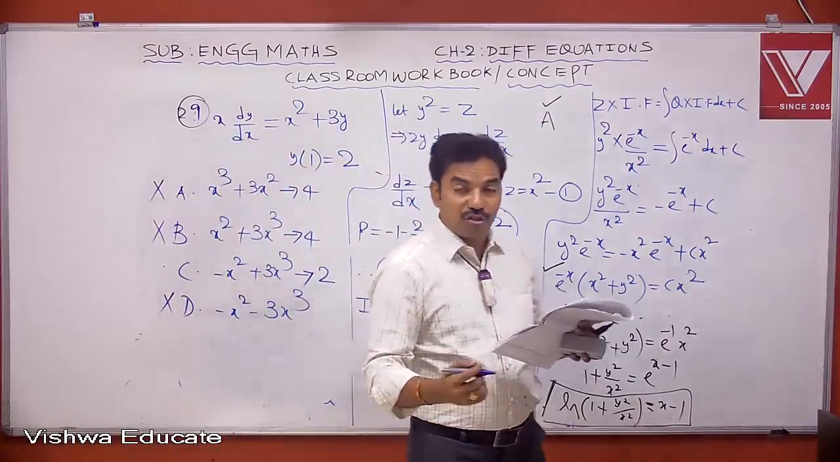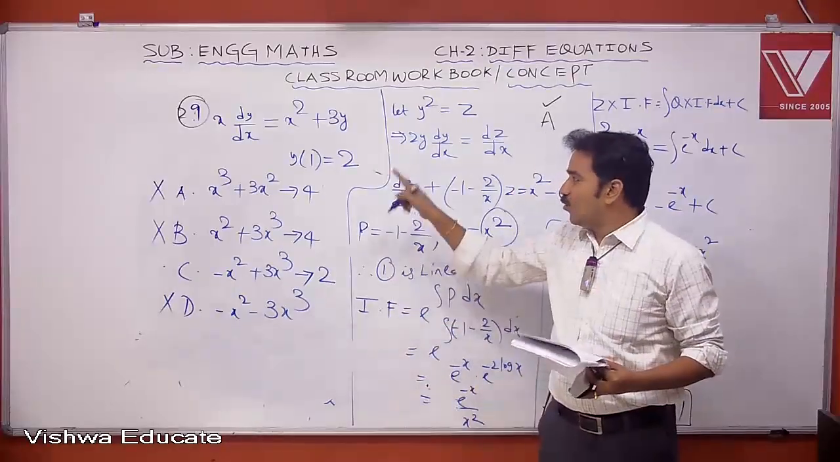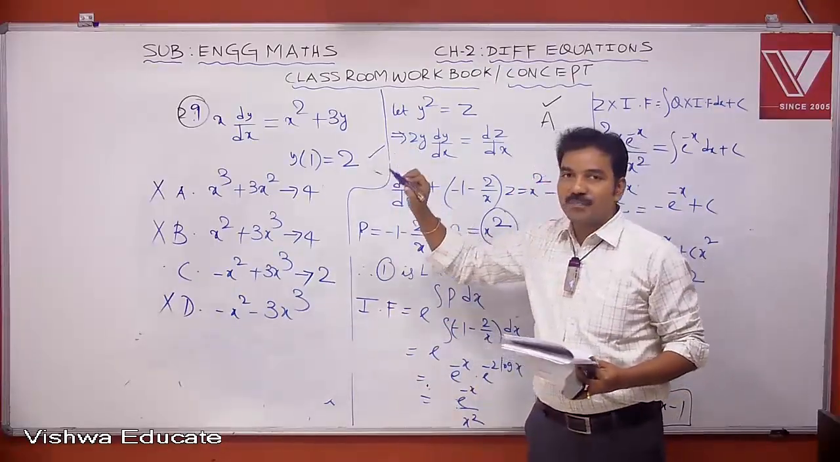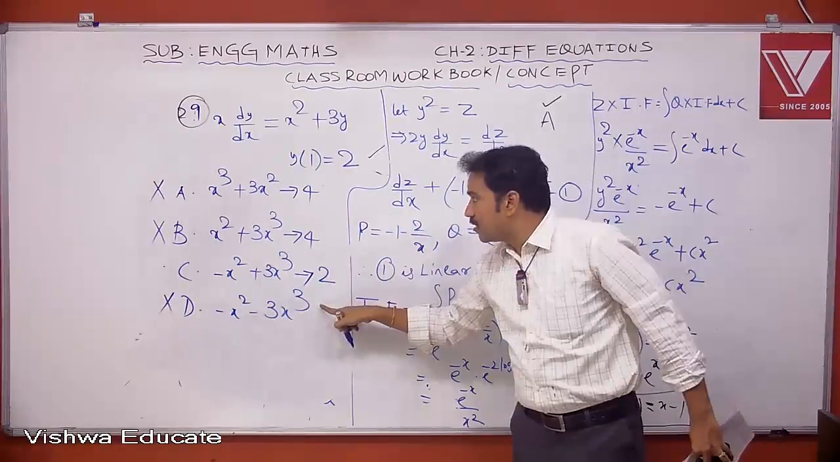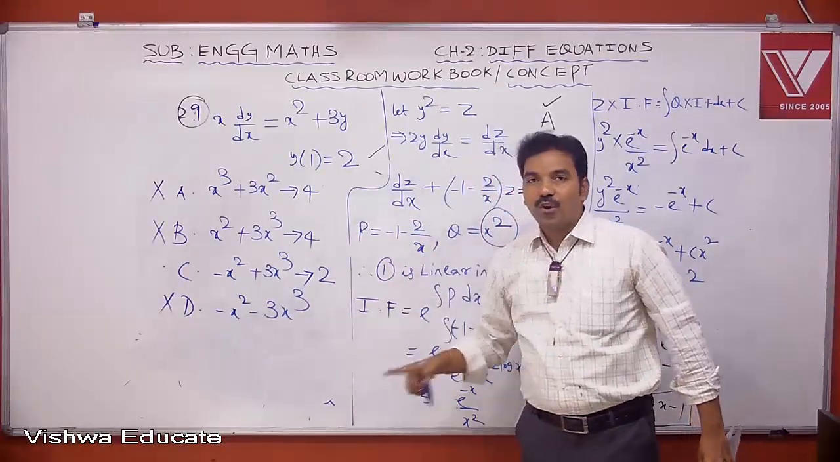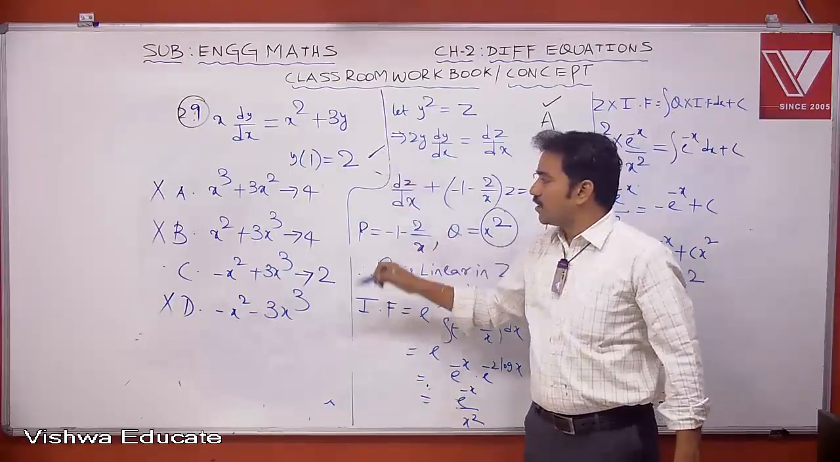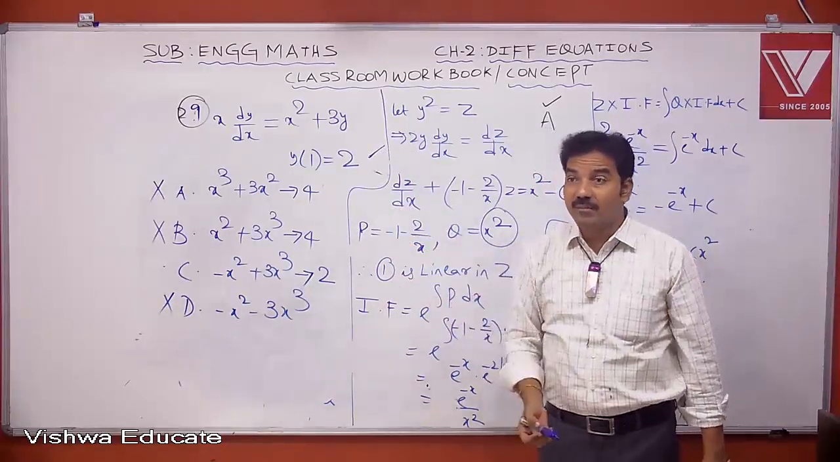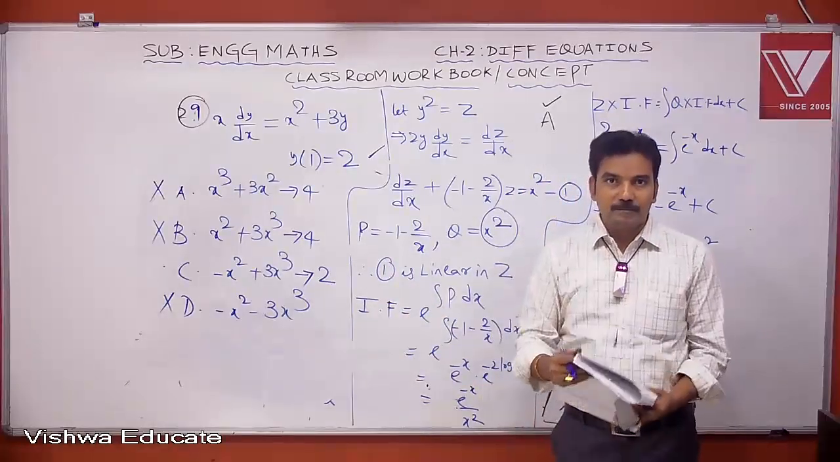So we are very fortunate in this case because options A, B and D do not satisfy the given boundary condition. First option is giving 4. Second option is giving 4. Last option is giving minus 4. So options A, B and D can be eliminated. So option C is the right answer. You note that point.